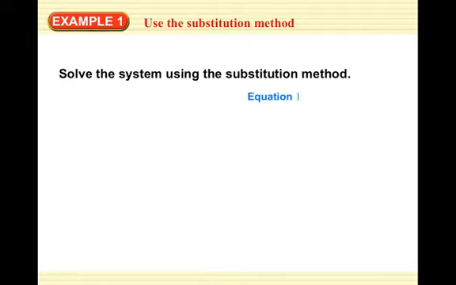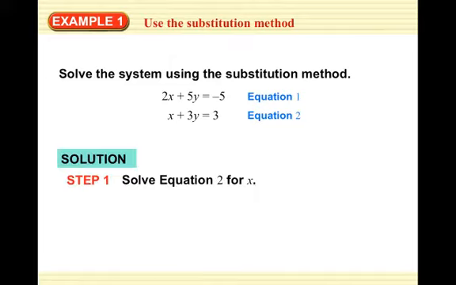Alright, so for this example, equation 1, and you need to label it, is 2x plus 5y equals negative 5. Equation 2 is x plus 3y equals 3. Okay, now substitution method is going to be best used when you have one of the variables that has 1 or negative 1 as the coefficient. So if you look in equation 2, that's what we have. We have a plain x that has an understood coefficient of 1. So we're going to solve for x in equation 2. So our first step is going to be to solve equation 2 for x.